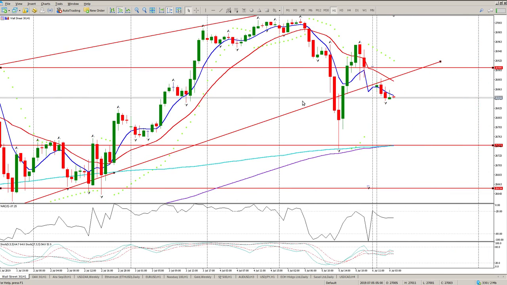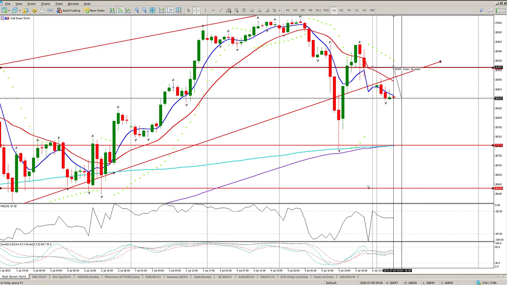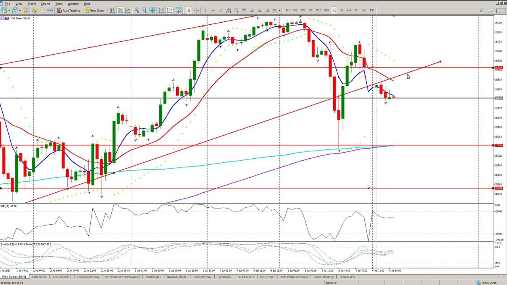Okay, so for today, short it is, looking for a little bit of a pullback and then an opportunity to get short. And I would say that this gap is probably, I mean, it's only 60 points away, so there's this gap and there's another little gap up here. So that's what I would expect. I'd expect the gap to close and then a continuation to the downside.